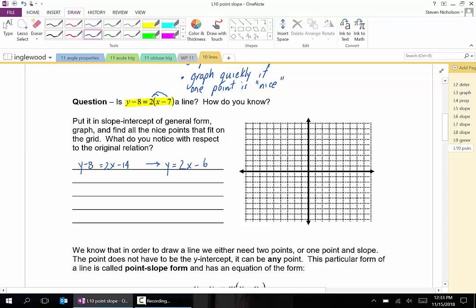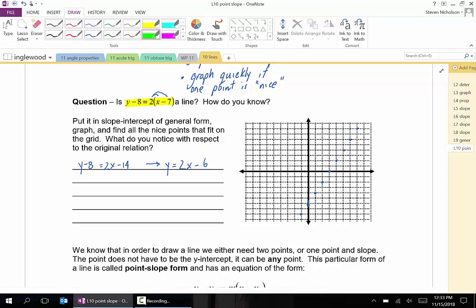So from that, I know that the y-intercept is 6, and then I'm going to use slope as a traffic cop, up to right 1, up to right 1, etc. And I'm going to keep on going until I go off the graph. So there we go right there, and there we go right there. So those are all the nice points on the graph. So the graph shows us it's linear.